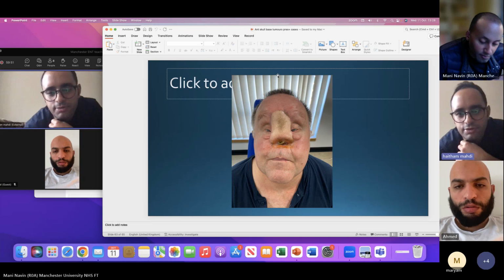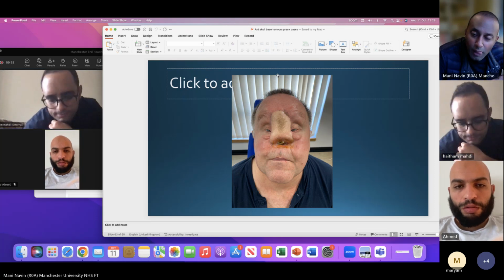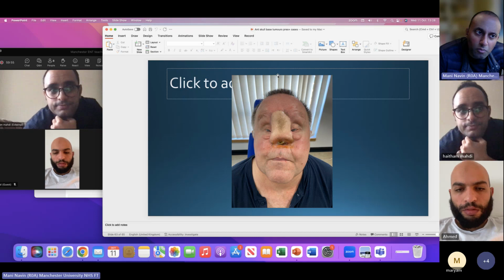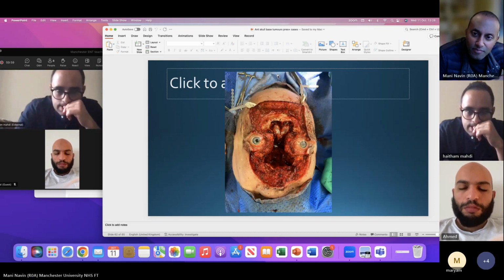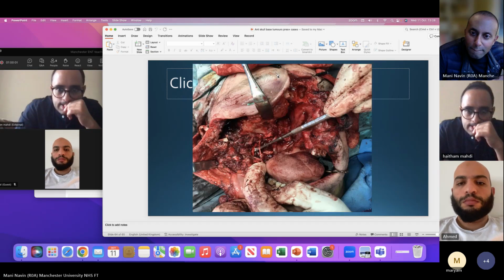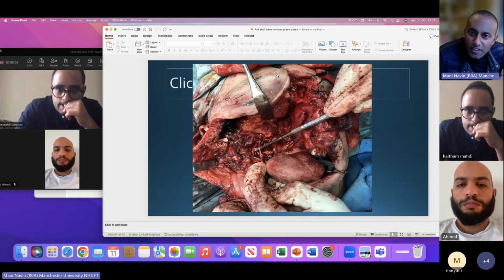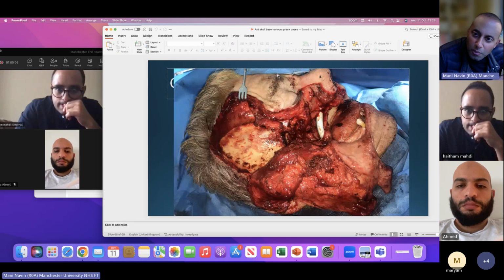What is the safety margin of resection, Mr. Mani? Oh, 1 centimeter you aim for. Okay. Yeah. These are other cases. Subtemporal approach. Good. That's it.